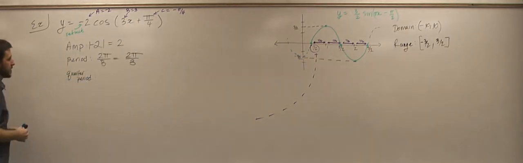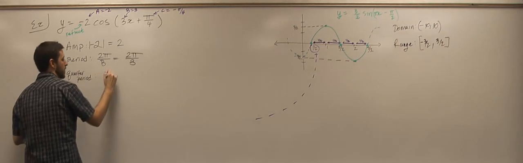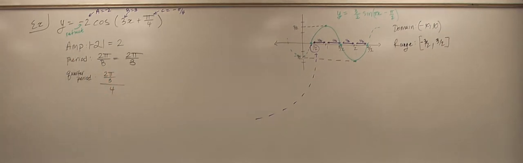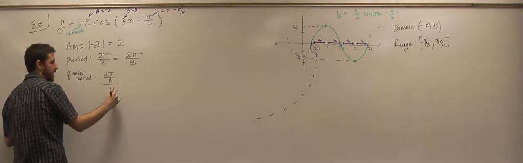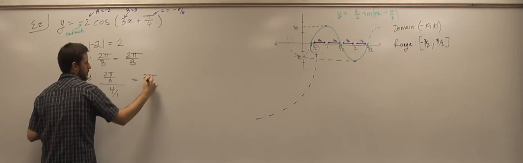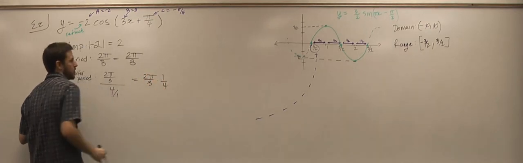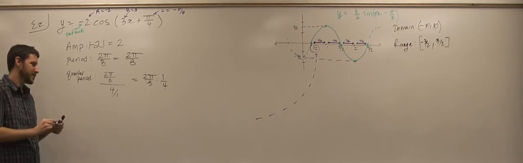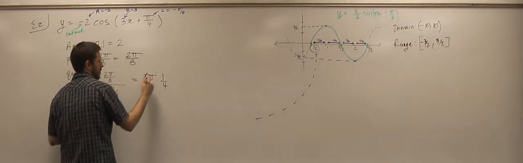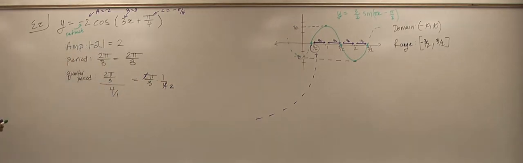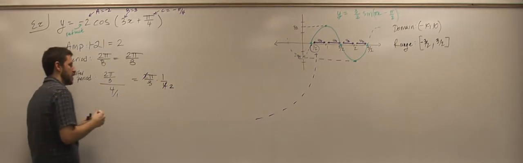All right, quarter periods. So you got to take your period and divide it by 4. That's always going to amount to flipping and multiplying by 1/4. And I would definitely simplify 2 pi over 3 times 1/4. You get a 2 left on the bottom when you reduce there, so you'll get pi over 6 altogether.